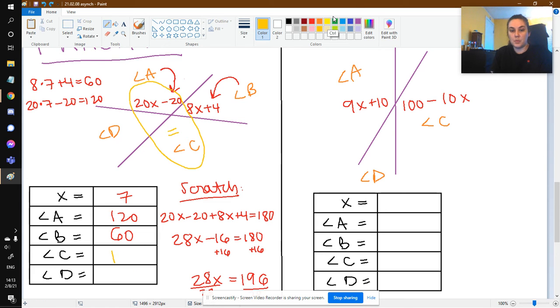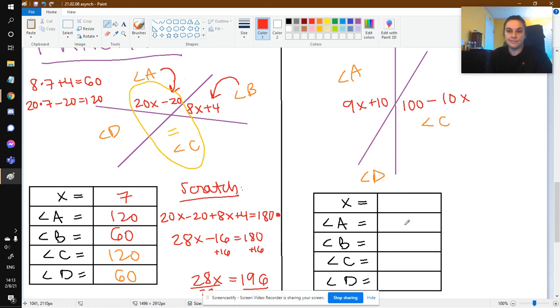Again, we started this one out. We knew two angles, and we knew that the relationship between those two angles was that they add to 180. We set that up and then did a bunch of algebra.